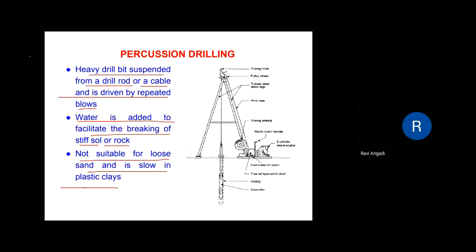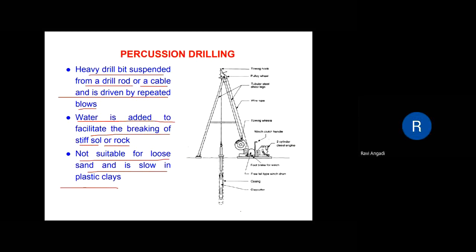One of the major disadvantages of this method is that the material at the bottom of the hole is very much disturbed because of the heavy blows at the bottom. Then it is not possible to get good quality undisturbed samples. Further, the method is generally more expensive than any other methods.